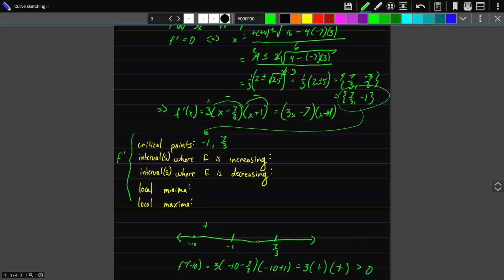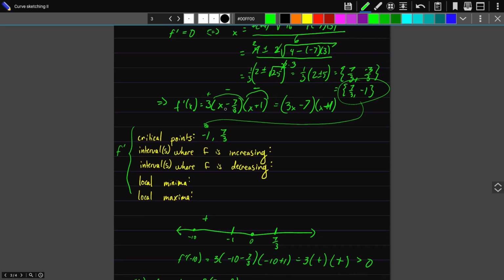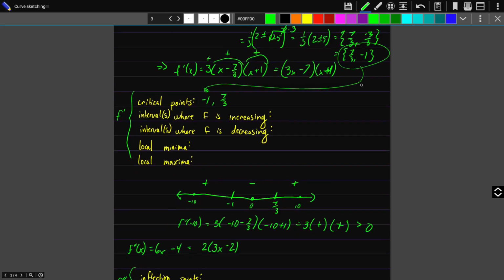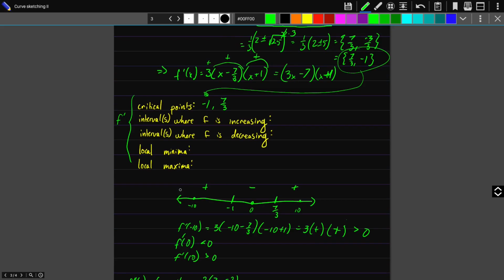If I pick a number in between minus 1 and 7 over 3, like for example 0, that's going to make this first term positive, and the second term is going to be negative. So then I'll get positive, negative, positive, so this would be negative. And then if I pick a number that's greater than 7 over 3, like 10 for example, I'll get positive, positive, and positive, so this will be positive. You can also tell that by just checking one interval and looking at the multiplicities of these roots, and of course you could plug in some numbers. So you can also check by hand, and I promise this is true, that f prime of 0 will end up being less than 0, and f prime of 10 will end up being greater than 0. So that's our sign chart for f prime.